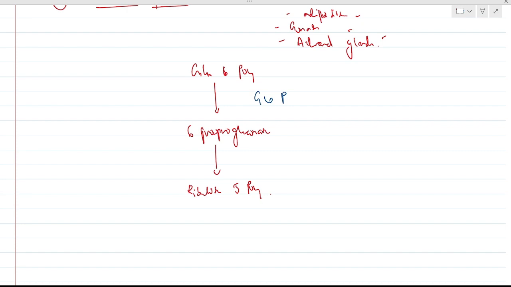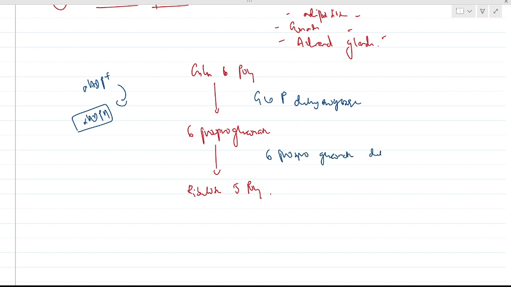Now from glucose 6-phosphate to 6-phosphogluconate, the enzyme here is glucose 6-phosphate dehydrogenase. Here a single NADP plus molecule is used to produce NADPH. Very important, the first reaction. Then from 6-phosphogluconate to ribulose 5-phosphate, the enzyme is 6-phosphogluconate dehydrogenase.